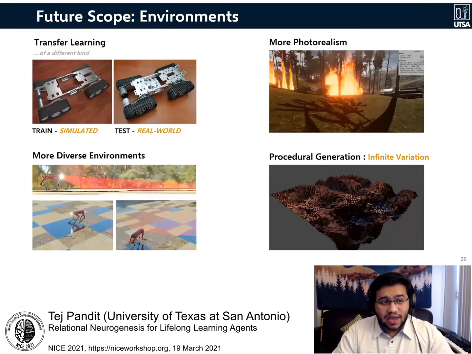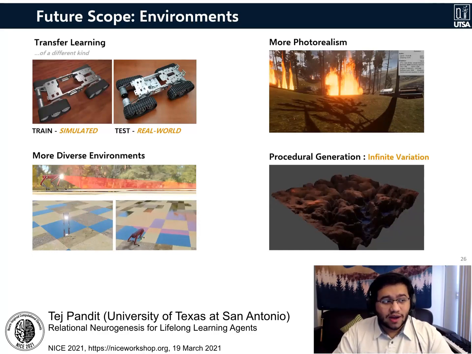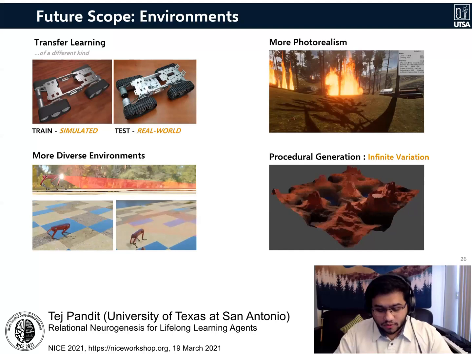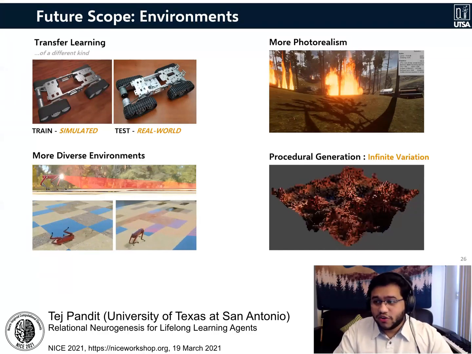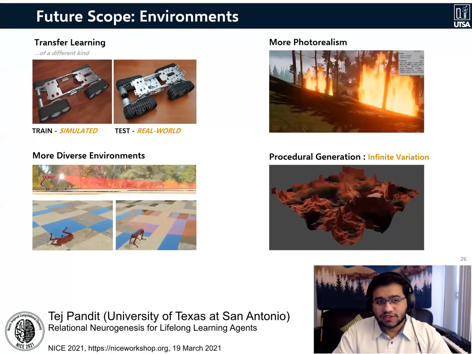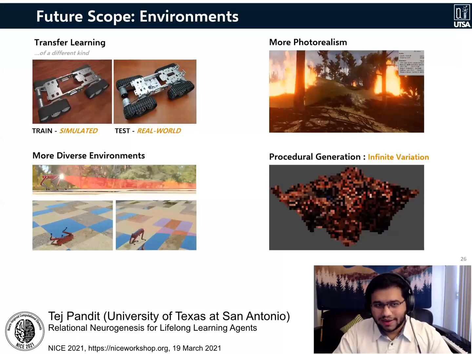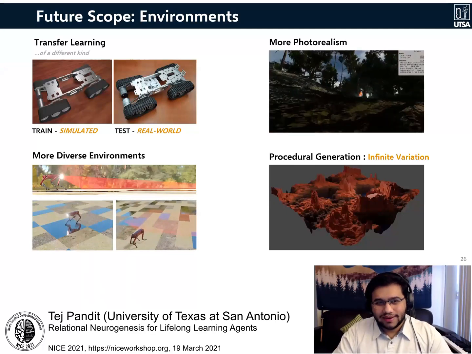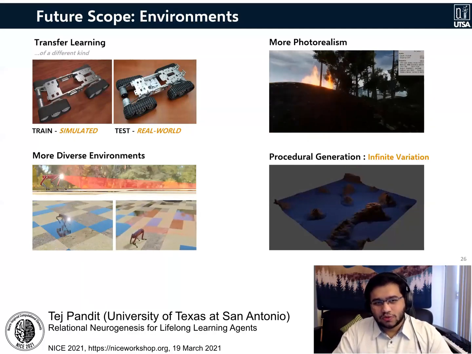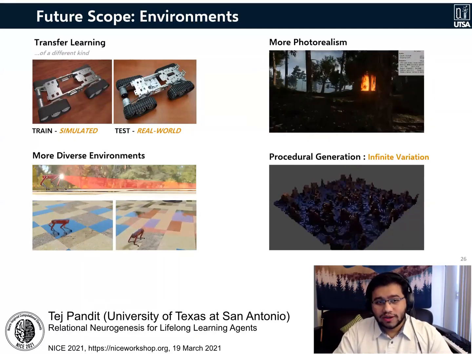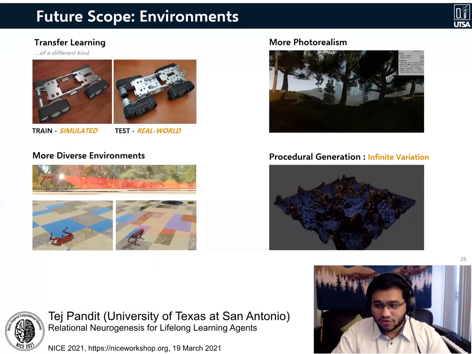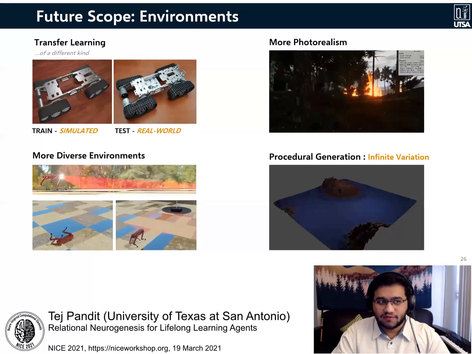And the last thing is we have different environments that we can talk about in the future. So we can explore a more diverse set of environments. We can introduce more photorealism, because we noticed that the forest fire didn't go over well with the undergraduate students. They were like, we need more realism. So we've been developing more realistic environments, as well as procedural generation to create infinite variation so that we don't have to hand model these environments every time.